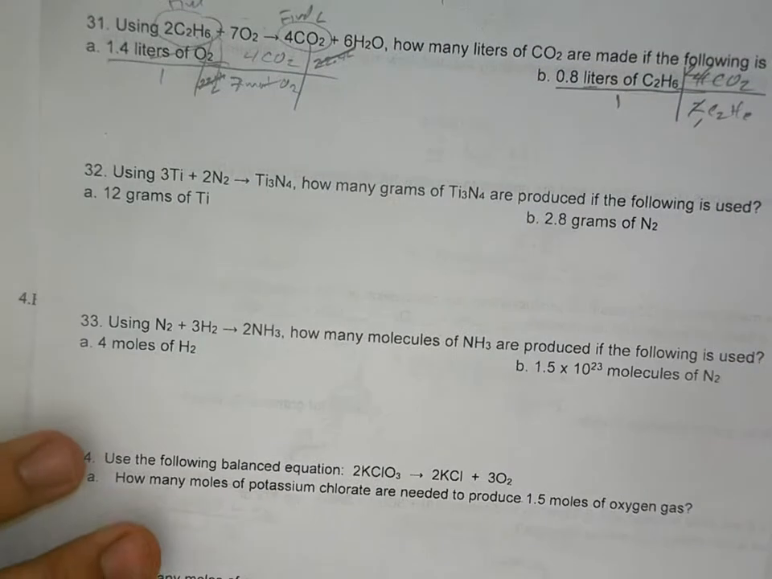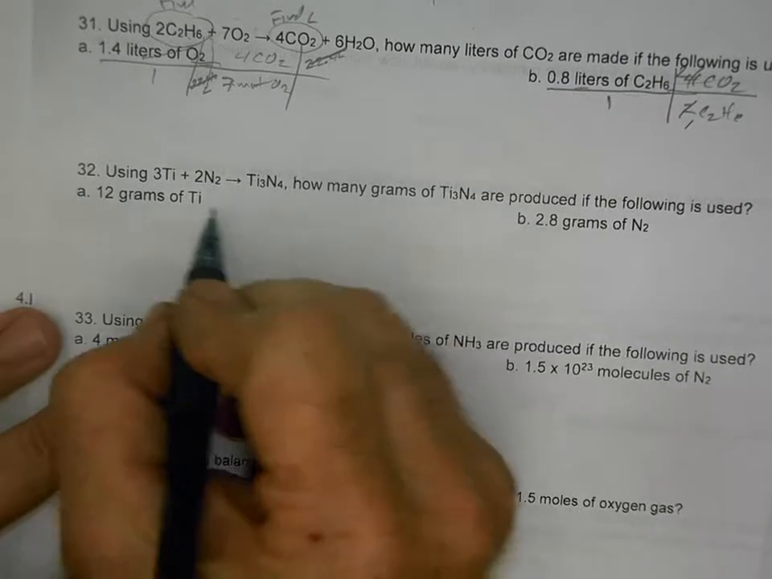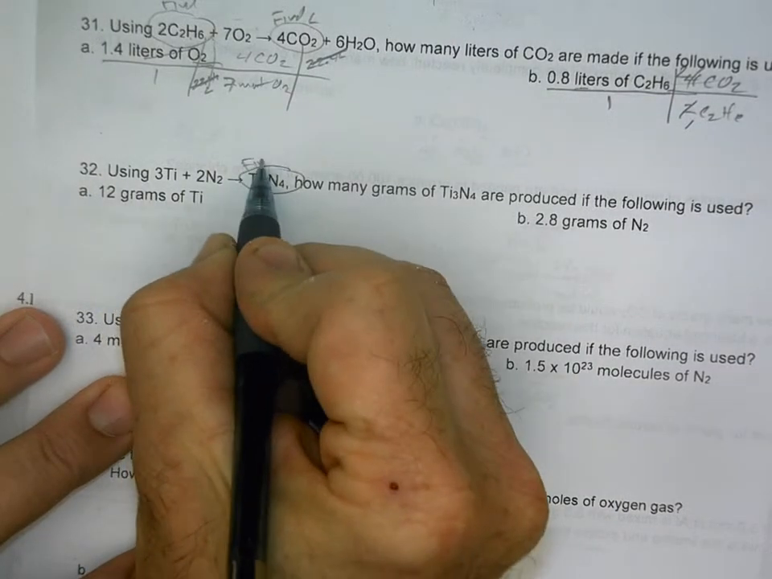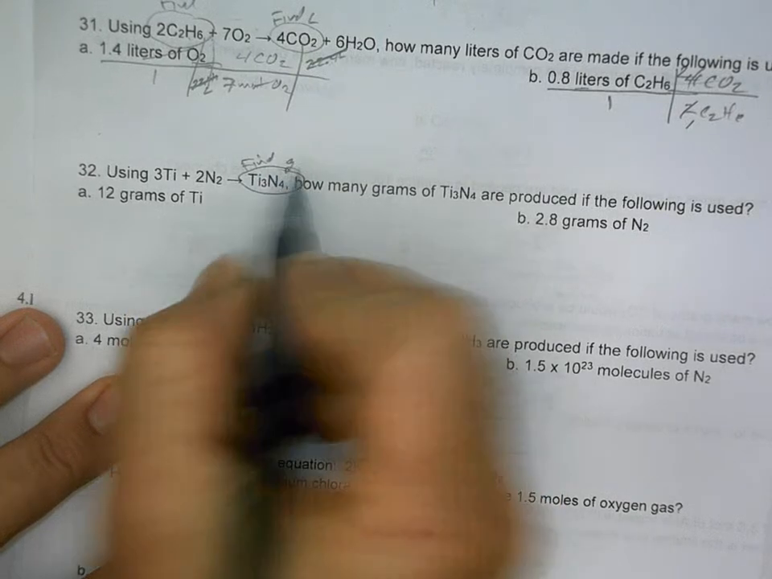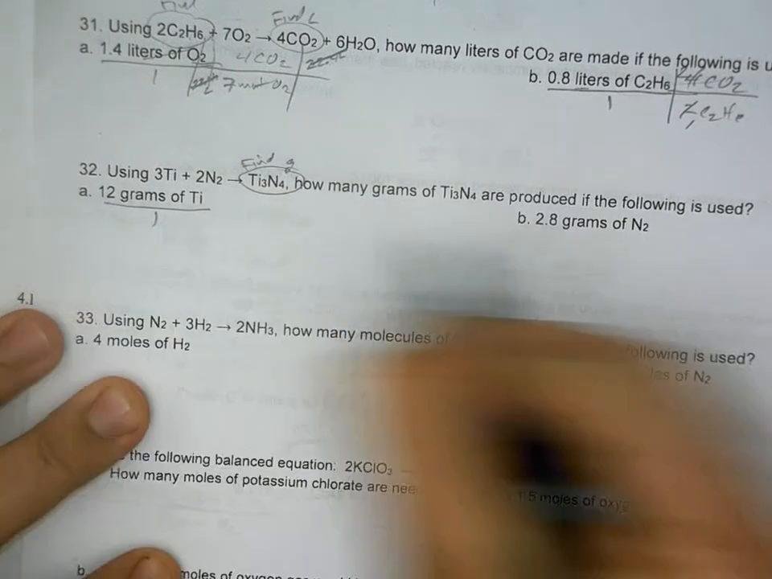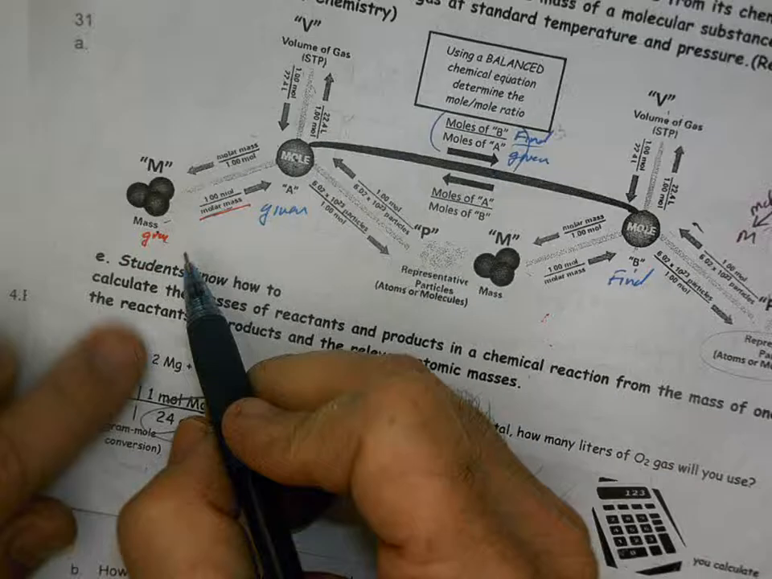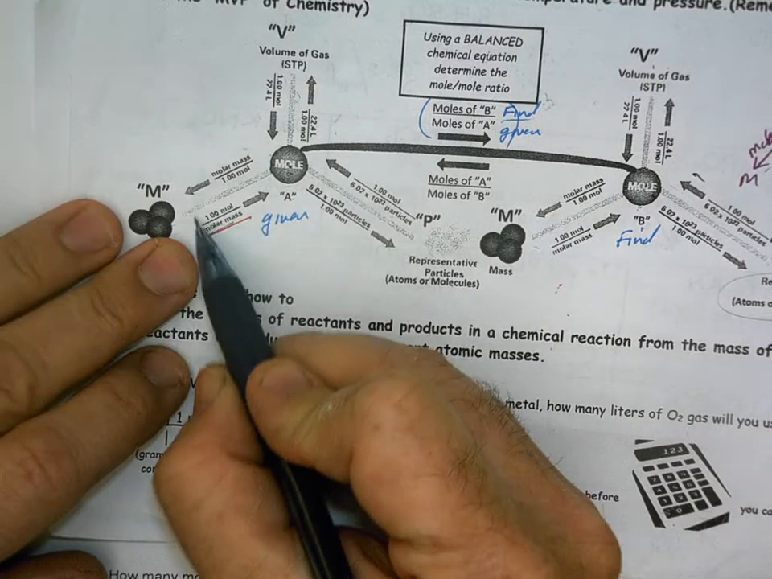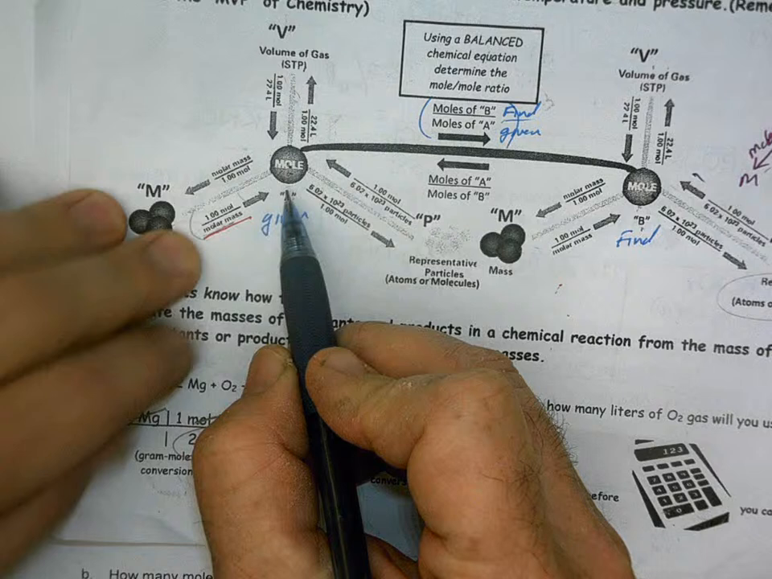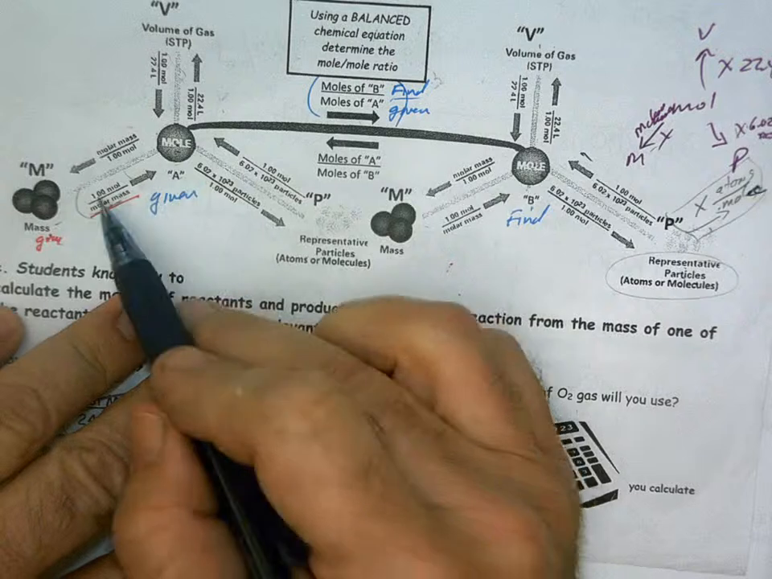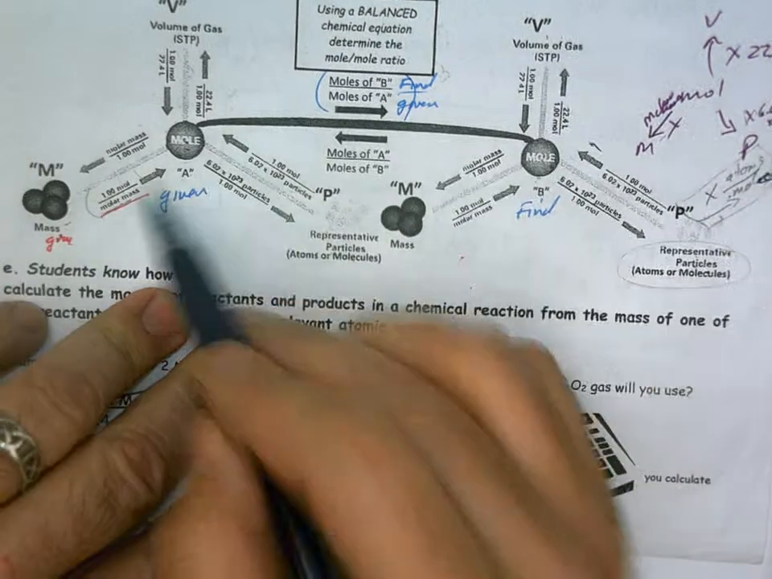Okay, for number 32, let's see, how many grams of this chemical? So we're trying to find this, and it's grams, and both of our givens are in grams. So now you're going to have to do a full stoichiometry conversion. You're starting here. You're going to have to divide by the molar mass of the chemical, do the mole ratio, and then multiply by the molar mass. And you can't skip a step here. You've got to do the full conversion here.